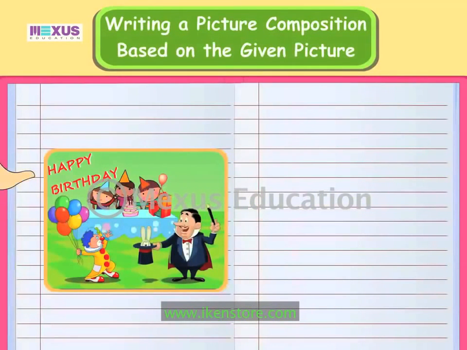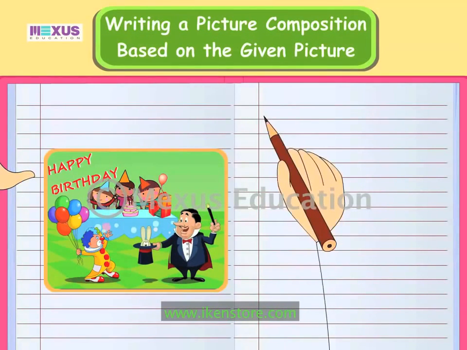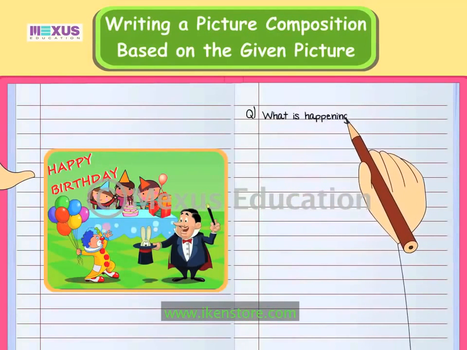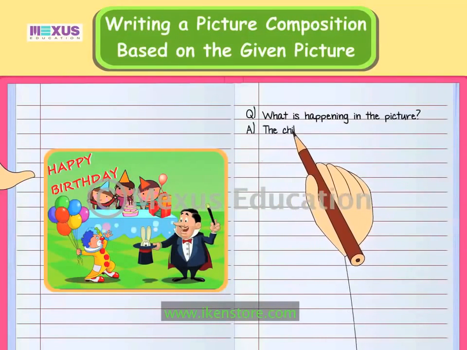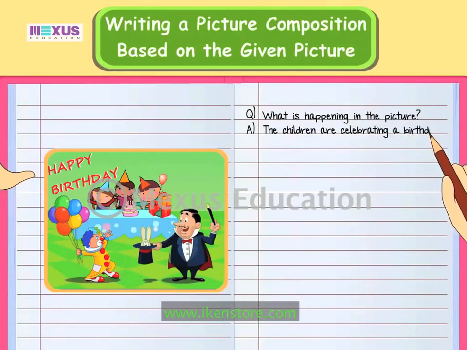Now, let us begin writing sentences on the first picture in Zizi's book. We can see there are many elements in this picture. To understand the picture in detail, let us first prepare a question-answer list. What is happening in the picture? The children are celebrating a birthday party.